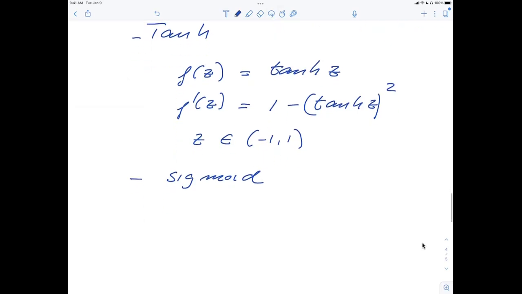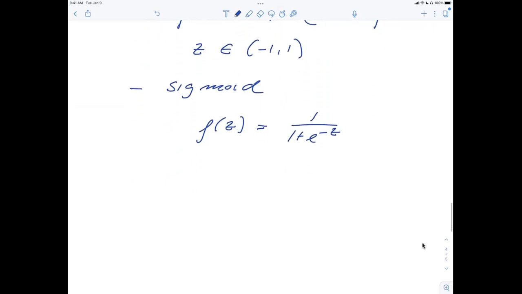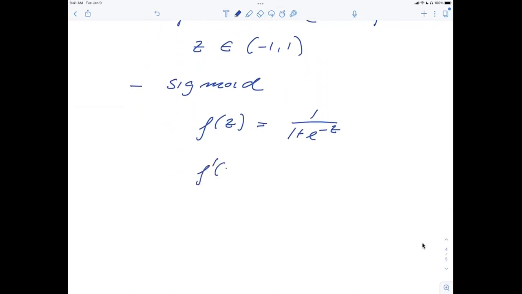So the sigmoid function, when we put it up here, is equal to 1 divided by 1 plus e to minus z. And its derivative is also pretty simple. That's simply equal to f of z multiplied with 1 minus f of z. So all these functions are functions which you can think of as parameters in your neural networks.